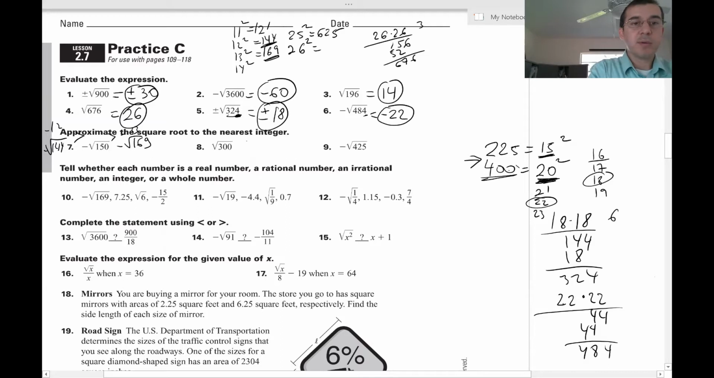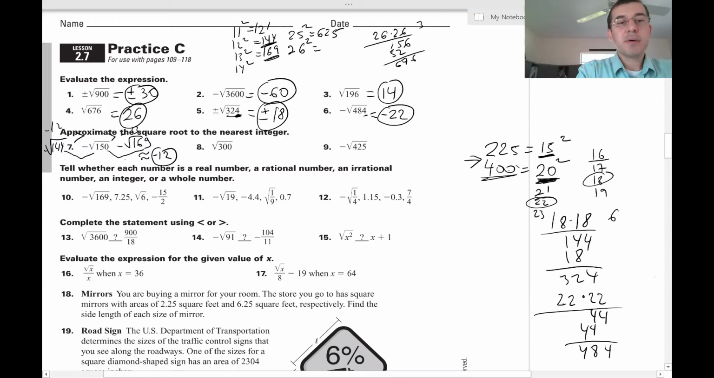And approximate the square root to the nearest integer, so it's going to be minus 12 or minus 13. Well, is 150 closer to 144, or is 150 closer to 169? 150 is closer to 144, because there's a 6 unit difference. 150 minus 144, there's just 6. 169 minus 150, that's 19. So this is closer to minus 12.